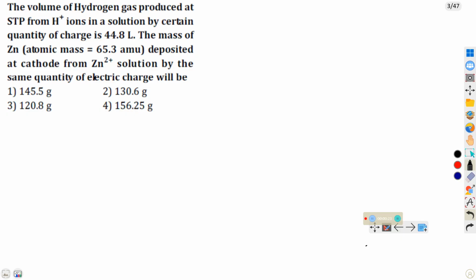The volume of hydrogen gas produced at STP from H+ ions in a solution by a certain quantity of charge is 44.8 liters. The mass of zinc deposited at the cathode from Zn2+ solution by the same quantity of electric charge will be. Here, what is the formula? Weight by equivalent weight is equal to V1 by 11.2 liters.